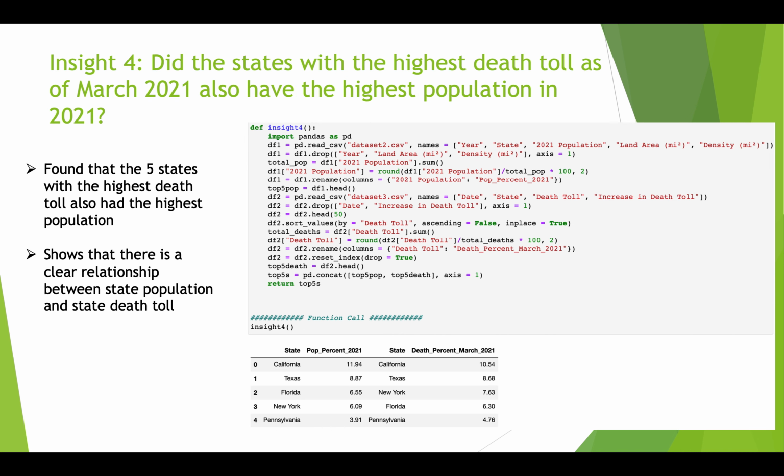For my fourth insight, I looked into if the states with the highest death toll as of March 2021 also had the highest population in 2021. And by looking into this, I found that the same 5 states with the highest death toll also had the highest population. This was insightful because it shows that there is a clear relationship between state population and state death toll, and can help explain the results of the first visualization where California and Texas are shown contributing the most deaths.